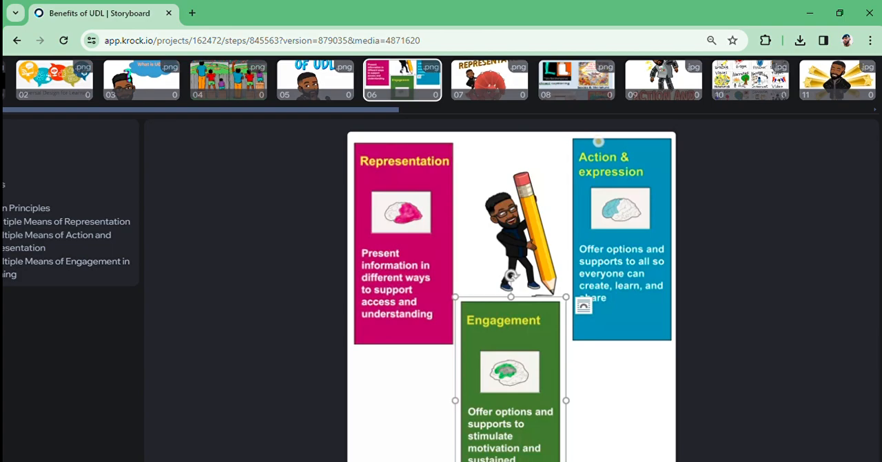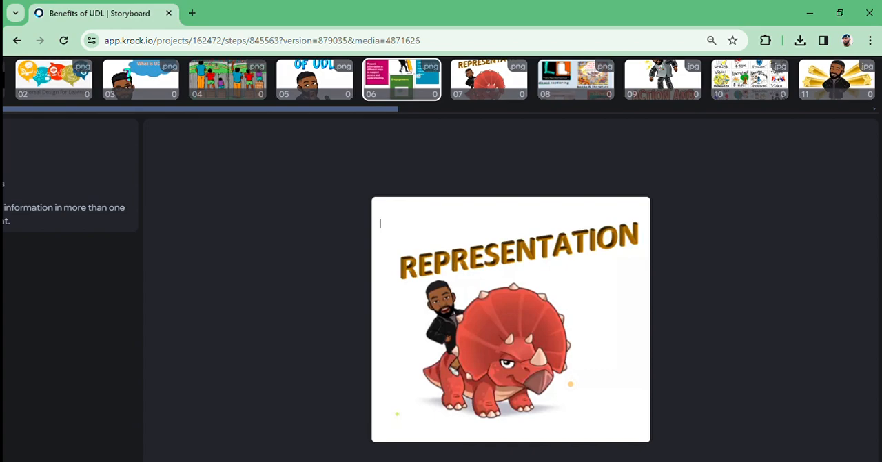Means of action and expression offers options and support to all so everyone can create, learn, and share. Means of engagement offers options to support and stimulate motivation and sustained engagement. Let's look at representation.